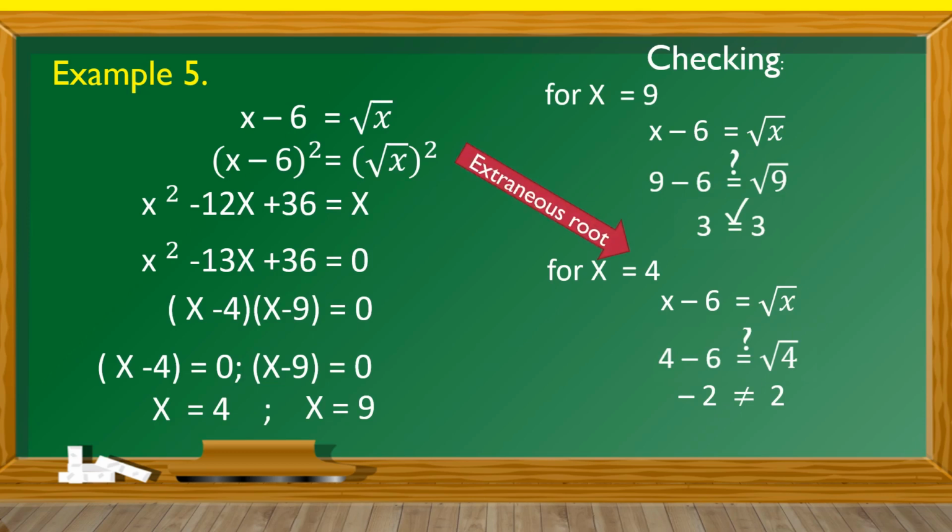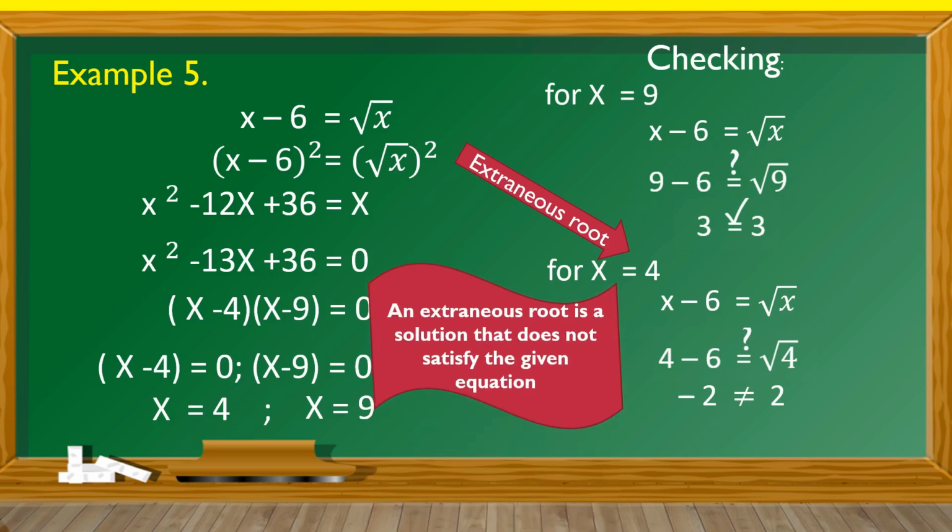So how do you call this value 4? This 4 is what we called as extraneous root. What is an extraneous root? An extraneous root is a solution that does not satisfy the given equation.